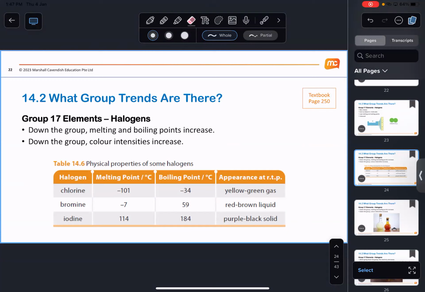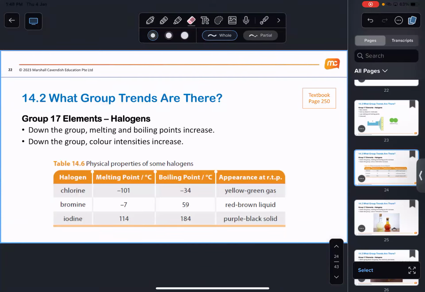Next trend. I repeat, when you study this chapter, please get the trend right. One trend wrong, then the opposite will be wrong also. For halogens, notice down the group, melting and boiling point increase. Is it the same or opposite as group 1? It's opposite of group 1. Group 1 is down the group, melting and boiling point decrease. So it's opposite. Must remember the trend.